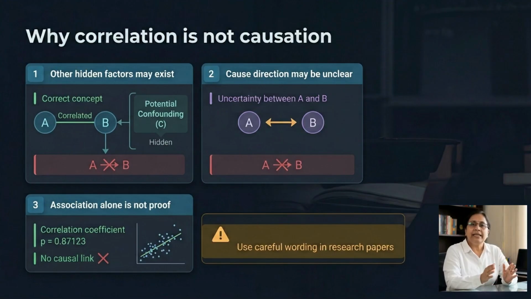So why is this idea so important? In research writing and discussion, students often overstate what their data actually show. If your study only shows correlation, you should report it as an association, not as proof of causation. There may be confounding factors. The direction may be unclear, or both variables may be influenced by a third factor. That is why careful wording matters so much in research papers.